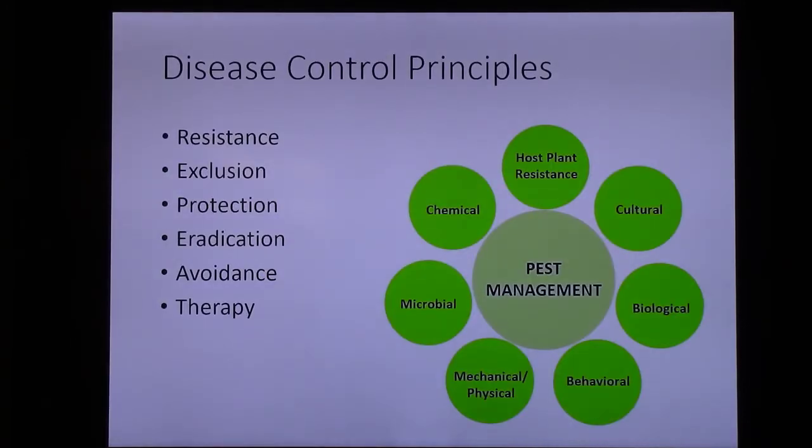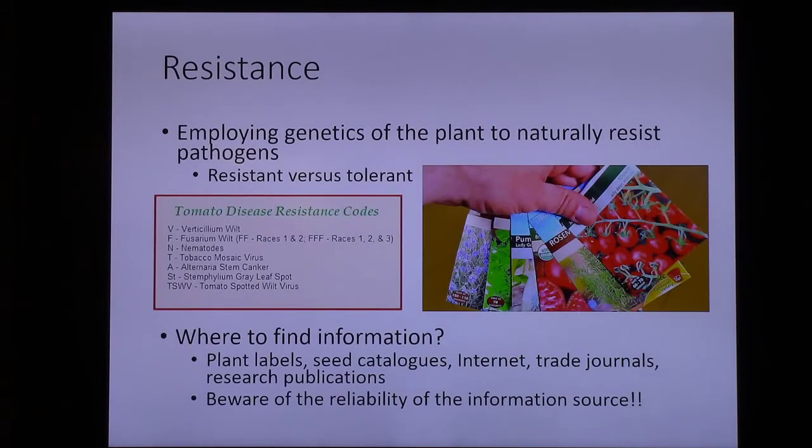So whenever we talk about controlling diseases, there are 6 different things we can do: resistance, exclusion, protection, eradication, avoidance, and therapy. And we'll talk about each of these. Now with therapy, this isn't like Dr. Phil and come on, can we talk? Nothing like that. But we're going to talk about each of those. So when we talk about resistance, that's planting those varieties that are naturally resistant to the pathogen.